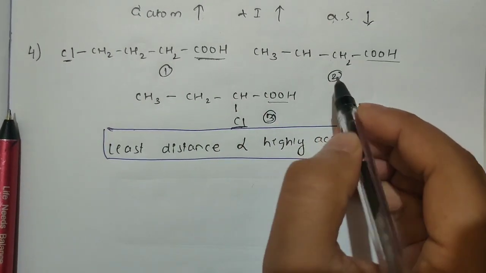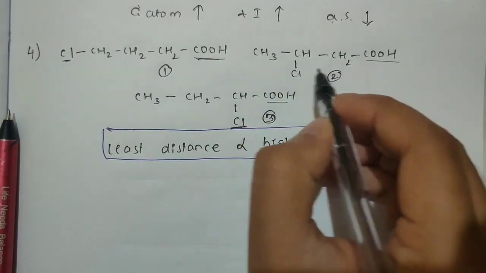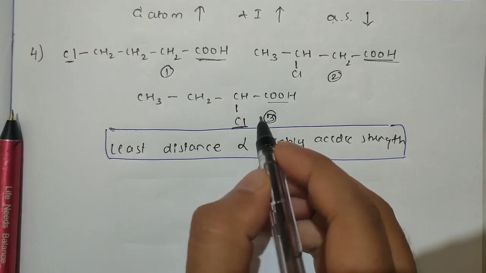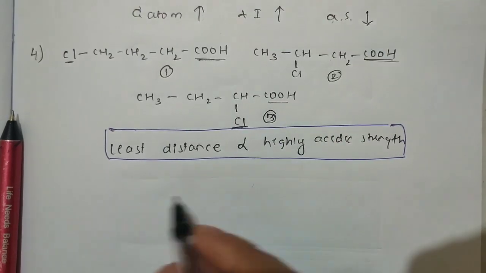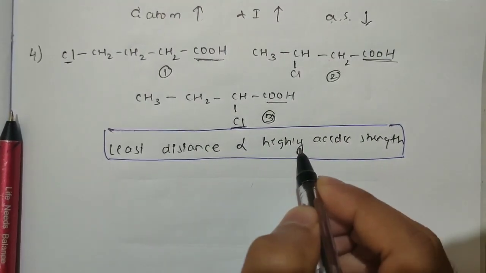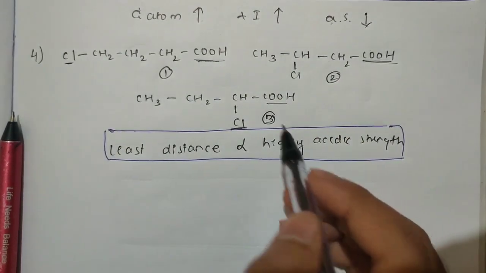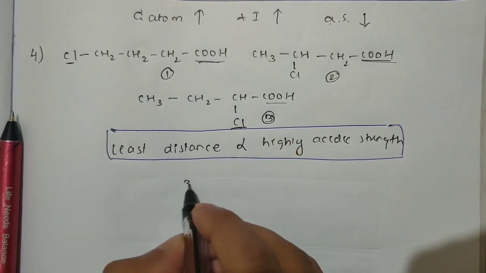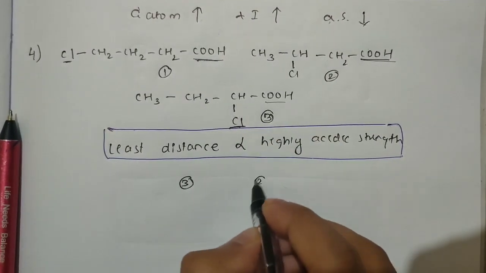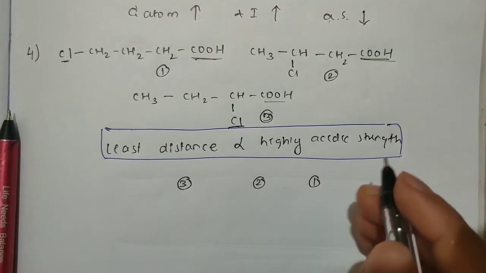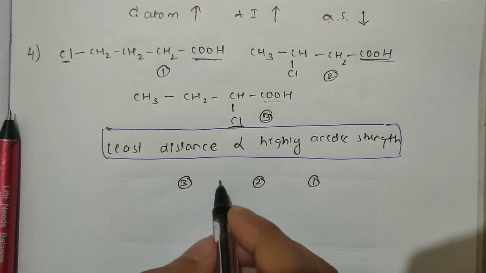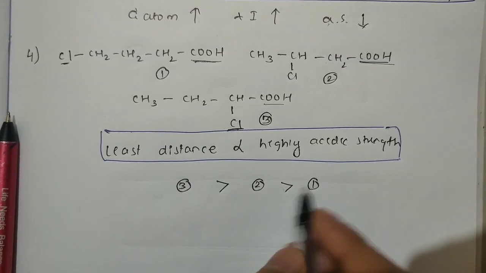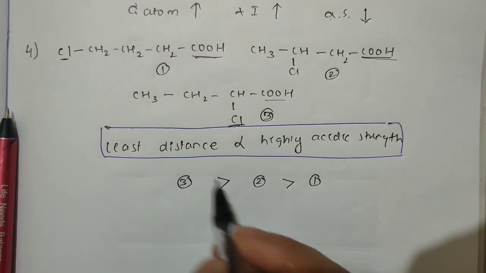And in the second example, the chlorine group is nearer to the functional group, and here it is almost the nearest to the functional group. Then the order is: the least distance gives the highest acidic strength. So in the 3 examples, the third one is the nearest to the functional group, the second one is a little far away, and the first one is the farthest. So the order is third one is greater than second one, and second one is greater than first one, because of the matter of the least distance.